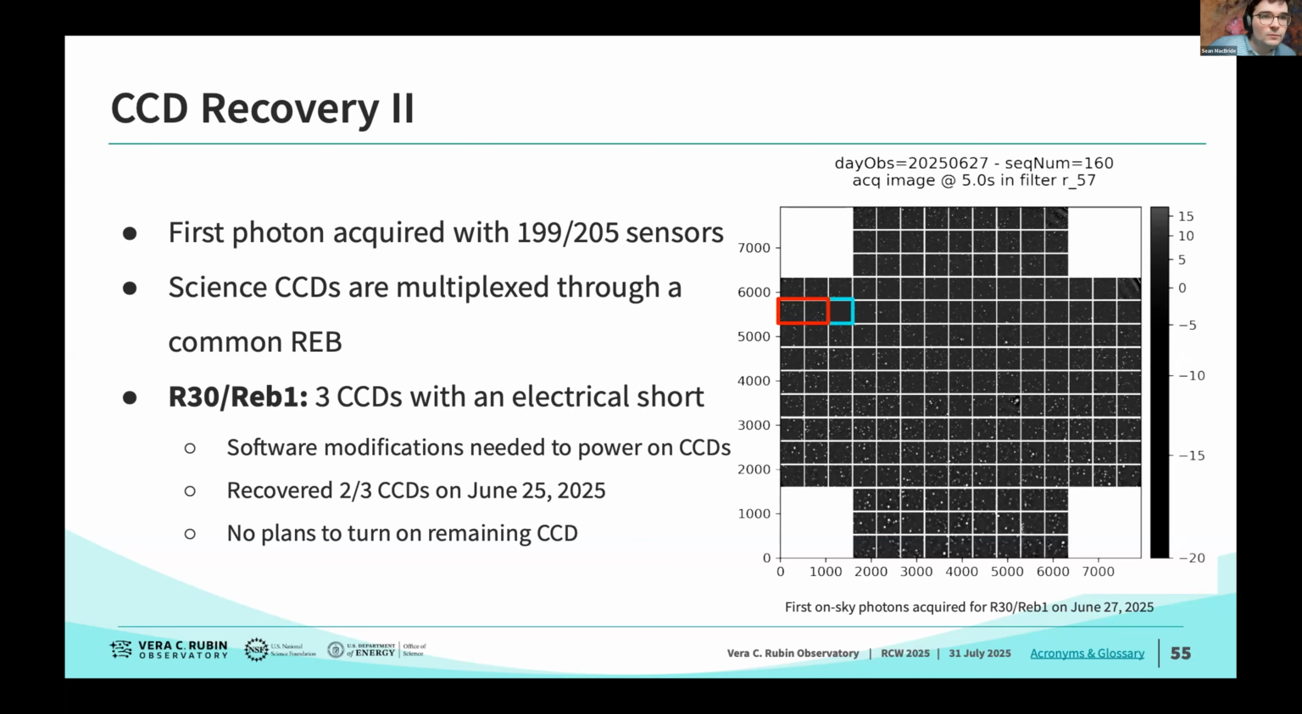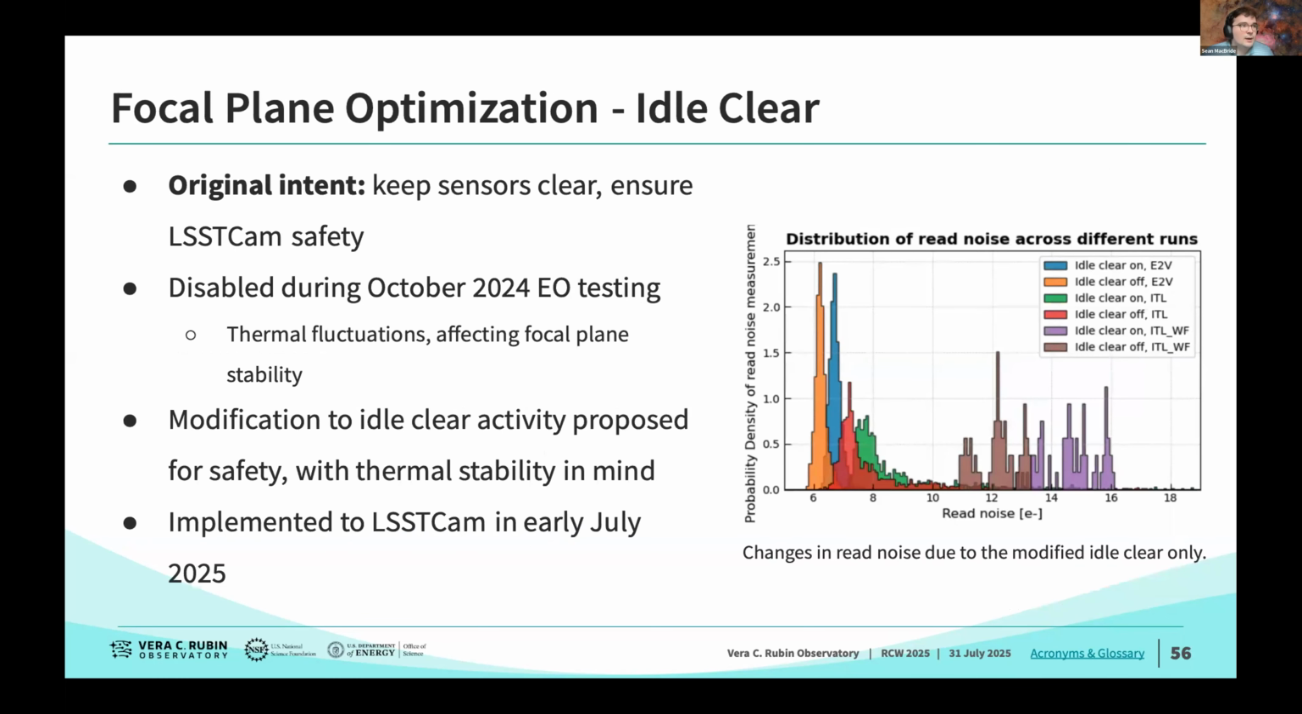Next slide, please. We've been continuously making optimizations to the focal plane, one of which is what we call idle clear. This keeps the sensors clear from latent charge that hangs around on the focal plane and prevents us from tripping off our high voltage. We had disabled it previously due to it introducing thermal fluctuations on the focal plane, but we modified that idle clear sequence and have re-implemented it to LSSTCam in early July. So now the focal plane is in a very safe state due to the implementation of idle clear.